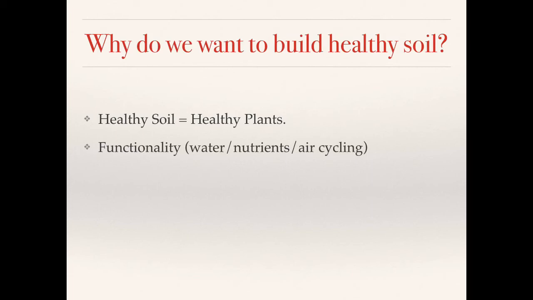Healthy soil is definitely a more functional soil. It's going to maintain that ideal balance that we're looking for of water, nutrients, and air that most plants prefer. It's when we disrupt this balance that we see adverse reactions in plants.